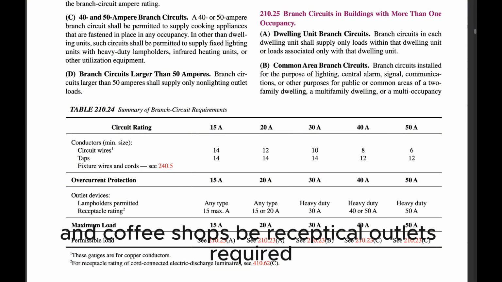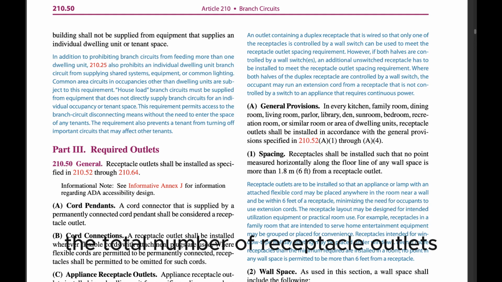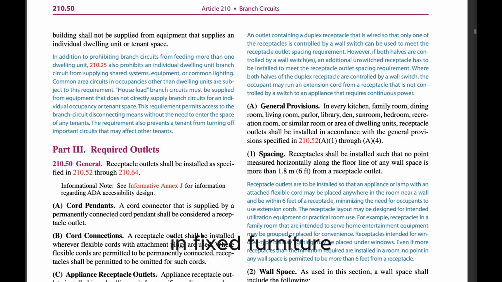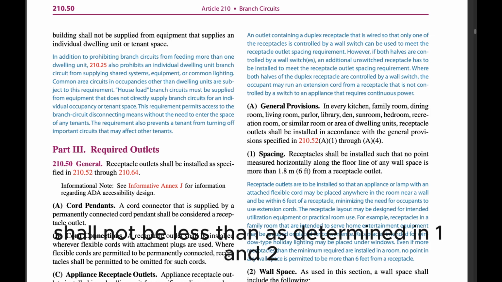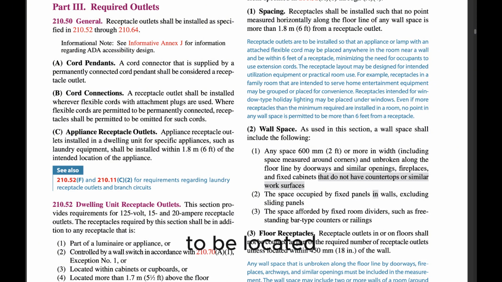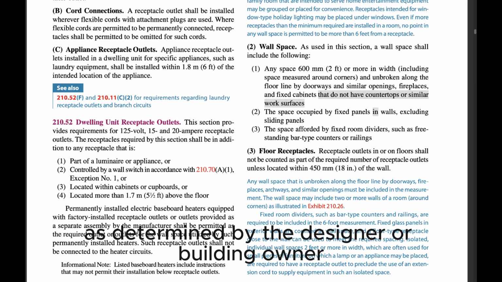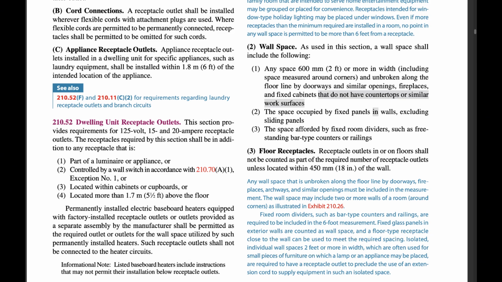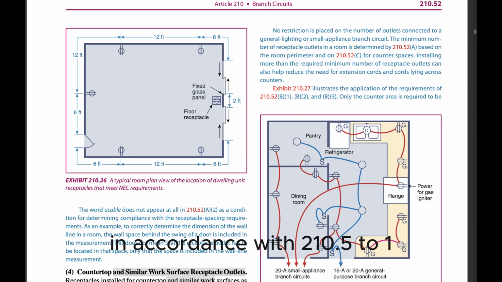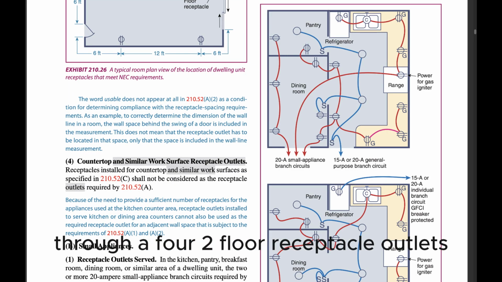(B) Receptacle outlets required. The total number of receptacle outlets, including floor outlets and receptacle outlets in fixed furniture, shall not be less than as determined in (1) and (2). These receptacle outlets shall be permitted to be located as determined by the designer or building owner. (1) Receptacle outlets in fixed walls. Receptacle outlets shall be installed in accordance with 210.52(A)(1) through (A)(4).